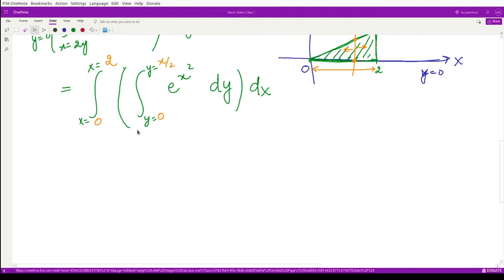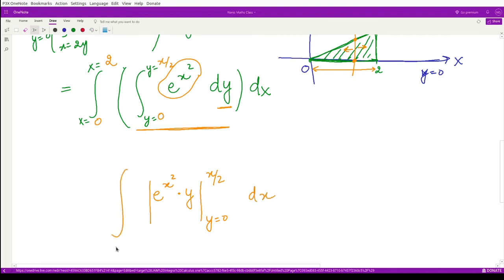So firstly, you are to perform this particular integration. The integration here is performed with respect to y, so that means we'll treat this function as constant. So you will have e to the power x square as such, and then when you perform the integration, it would be y. And then we'll substitute the limits for y, from 0 to x by 2, right? And then we'll perform its integration with respect to x. So this is what we have.